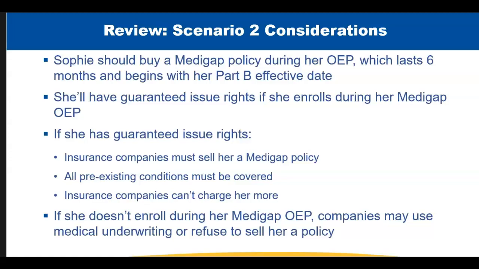If she doesn't enroll in that 6 months, it's possible she won't even be able to buy a policy, or they could use medical underwriting to charge her more.